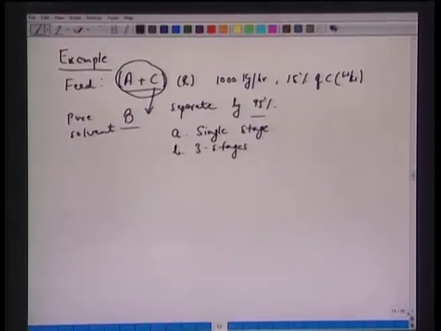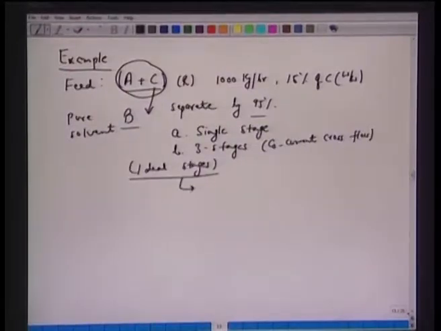So, these 3 stages are co-current cross flow, what we did in the very beginning of this section of the course. And we also assume ideal stages. So, all the stages are ideal, and if you recall, we said ideal stages means these are equilibrium stages.